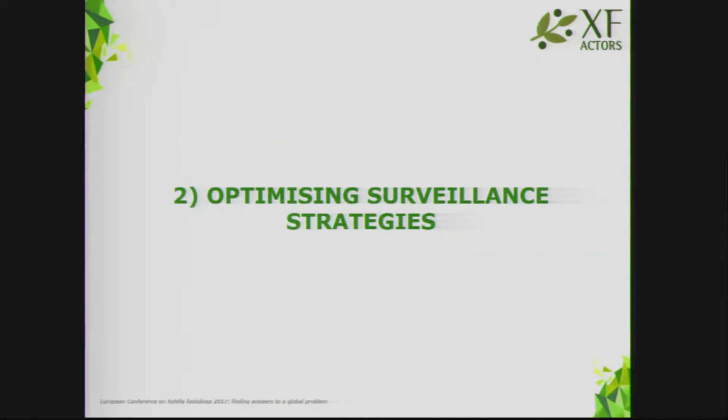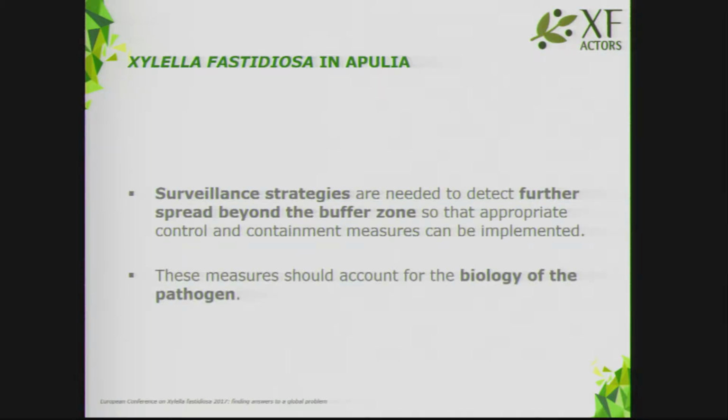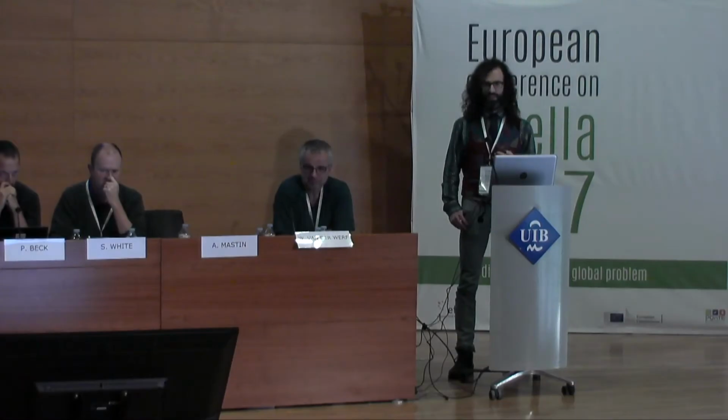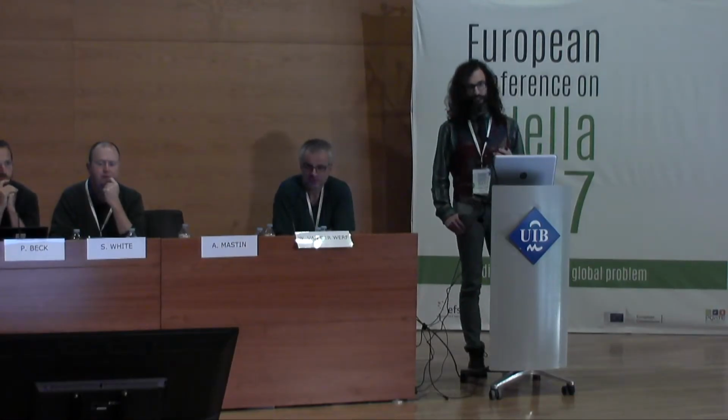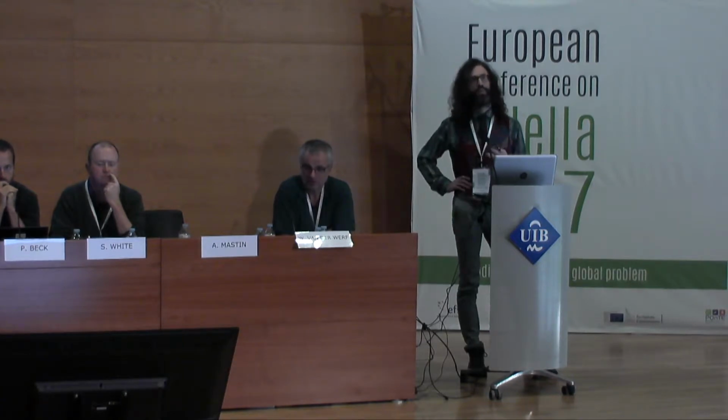So now we have a question, we can move on to looking into actual planning of surveillance. As I mentioned, surveillance strategies are needed to detect further spread beyond the infected zone, beyond the buffer zone, so that we can implement appropriate control measures. And Stephen's and my previous work has shown that we need to account for the biology of the pathogen when we're planning these surveillance strategies. So how do we add biological realism to surveillance planning?